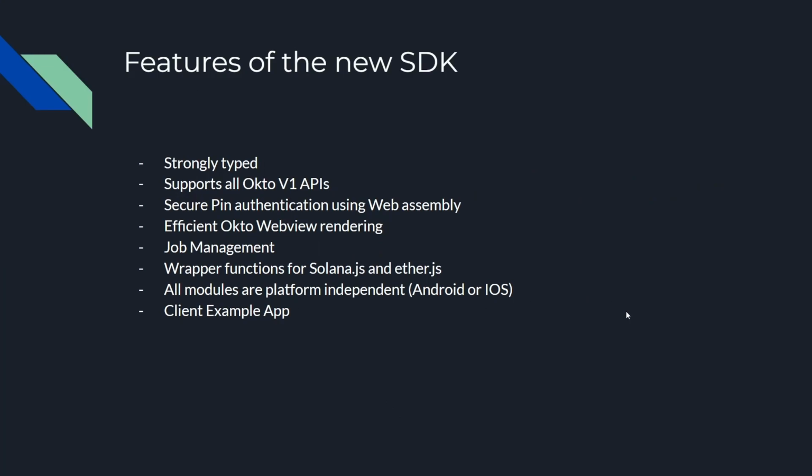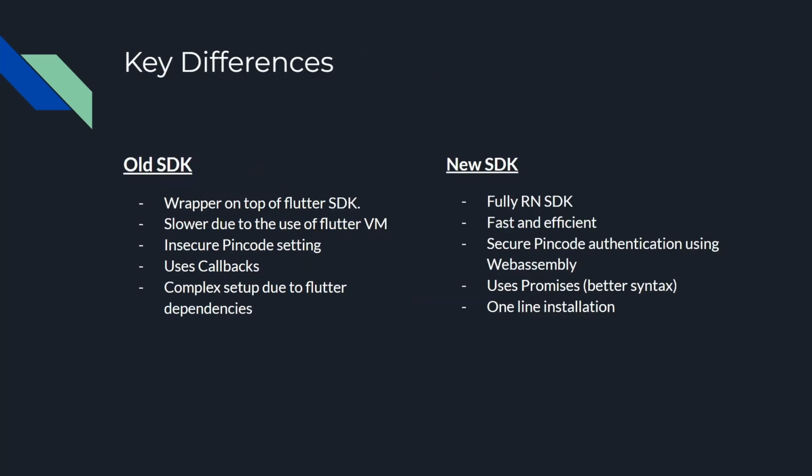So the features of the SDK include strongly typed support, support for all the Okto B1 APIs, a secure PIN authentication mechanism using WASM and WebAssembly. Thanks to React Native, we can use efficient web view rendering, support for job management, wrapper functions, and an example app. So let's go through these one by one.